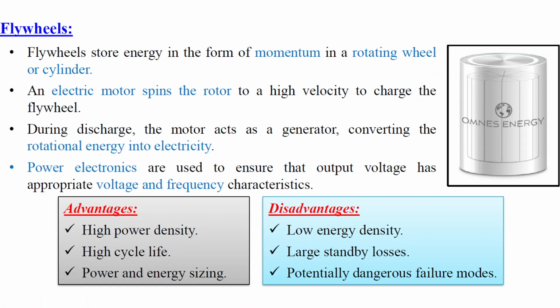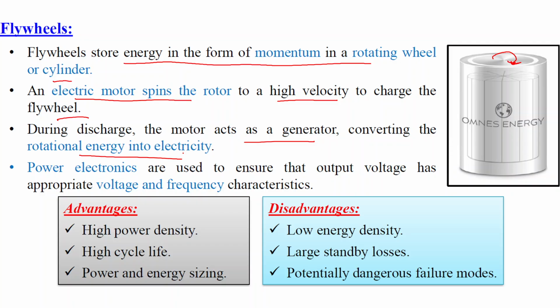Okay. Now coming on to another mechanical energy storage device, which is flywheels. Flywheels store energy in the form of momentum in a rotating wheel or cylinder. This cylinder keeps on rotating, and the energy generated due to the momentum of the rotating wheel is stored. An electric motor spins the rotor to high velocity to charge the flywheel, and during discharge, the motor acts as a generator, converting the rotational energy into electricity. Power electronics are used to ensure that the output has appropriate voltage and frequency characteristics.